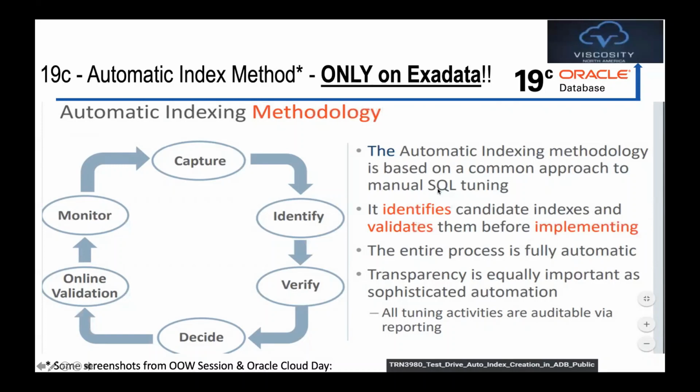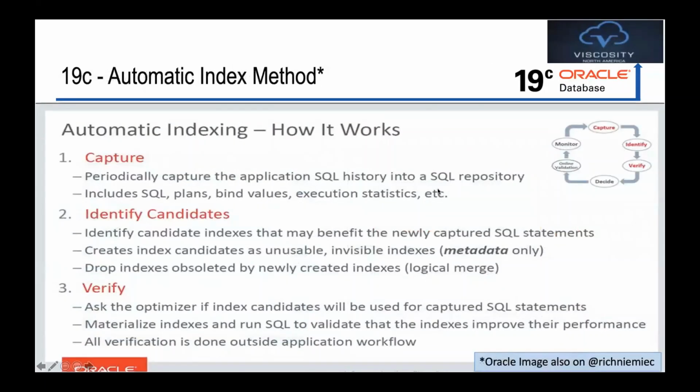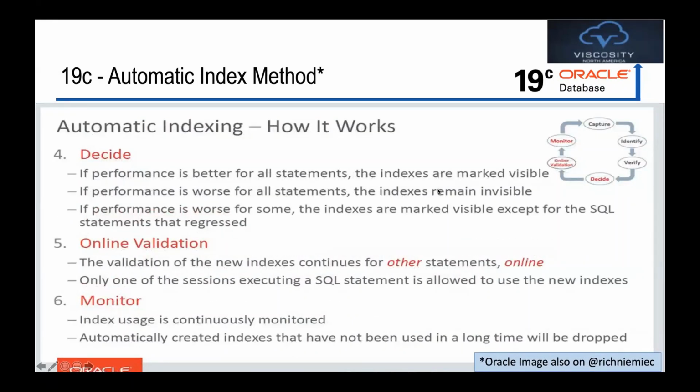You can see the process very simply, but I'll go through it step by step. Capture the SQL history into the repository. Look at things like bind variables, execution statistics, and identify indexes that need to be put on. Then create those, but make them invisible. Remember, we learned that in 12C. Drop things that are obsoleted. Verify that it's going to be faster for everything, not just this. Decide, is it better for all of them? Make sure and monitor everything.